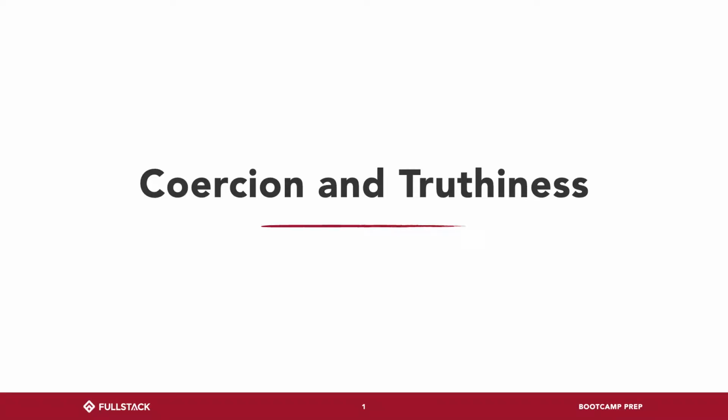Coercion is tricky, and it's more about the language of JavaScript. It's just something you need to be aware of and know about. Truthiness I think is easy to grasp. Just know the falsy values, just remember them: 0, false, empty string, null, undefined.